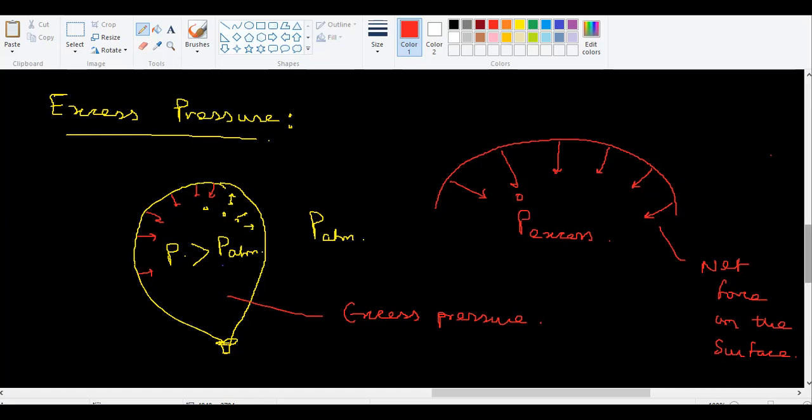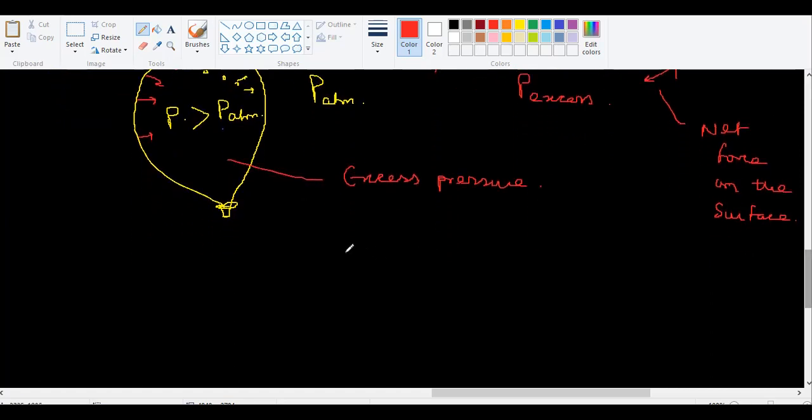We have a derivation for this. For now, there is an important formula you have to remember: P excess is equal to 2T by R. If you take a droplet, depending upon the liquid material, if it is water, you will have a particular surface tension. If you consider oil, it will have a different surface tension. This R is the radius of the sphere. So the excess pressure is given by P excess equal to 2T by R, but this is for a droplet.